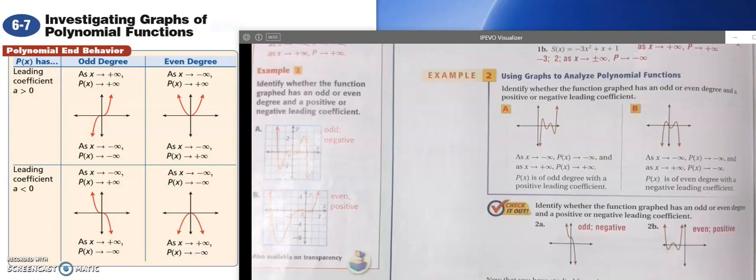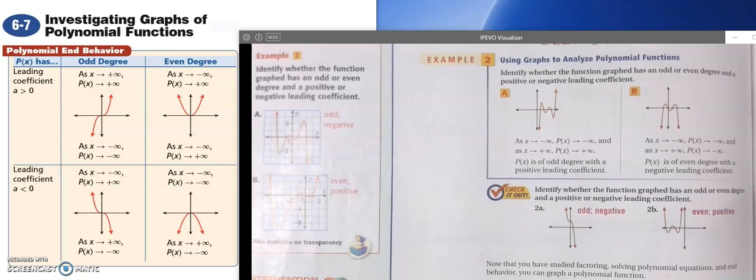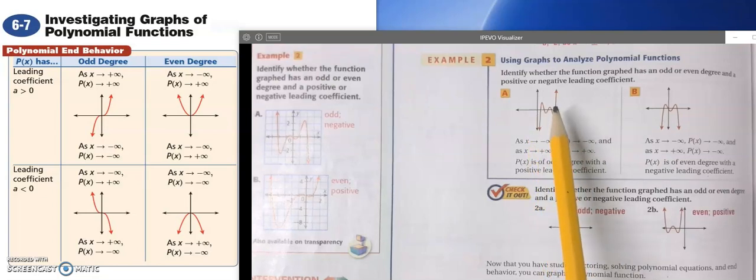Okay, so example 2 is right here. Example 2 says, identify whether the function graph has an odd or even degree and a positive or negative leading coefficient. So guys, now we're just reversing it. They're giving us the graph here, and we have to determine whether the graph has an odd or even degree and a positive or negative leading coefficient.